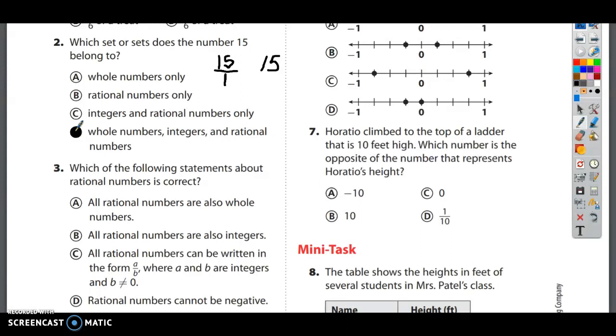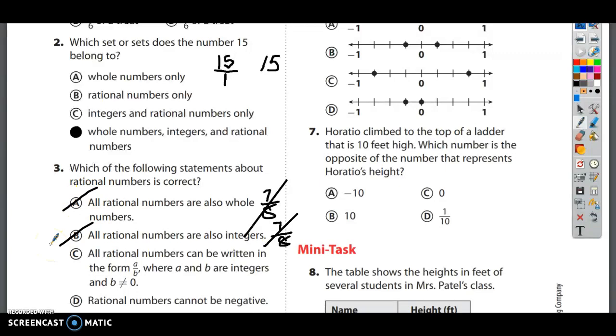Alright, question number 3. Which of the following statements about rational numbers is correct? Let's go ahead and read through all of them. A. All rational numbers are also whole numbers. That's not true because 7/8 is a rational number and that is not a whole number, so it's not going to be A. B says all rational numbers are also integers. Again, 7/8, that's a rational number, but that is not an integer. It's not going to be B.